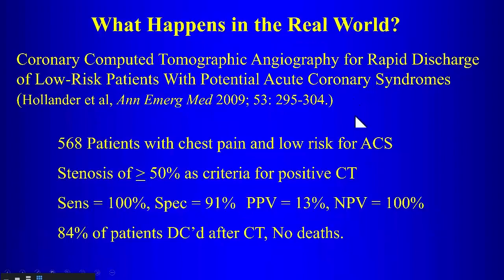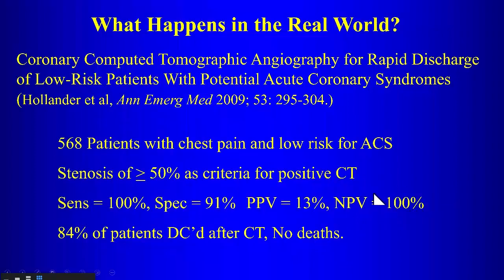Now, in the real world, again, this study was done a while ago, but it was probably the first one to show the real effectiveness of CT for patients with chest pain. So this was 568 patients with chest pain who were considered at low risk, and their criteria for a positive result was kind of conservative, stenosis greater than 50%. And they found very high sensitivity. Again, the positive predictive value is a problem, but the negative predictive value was 100%.